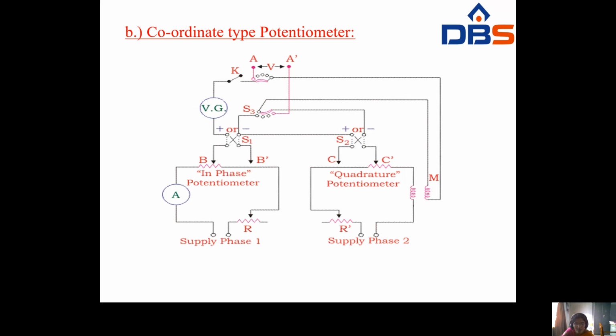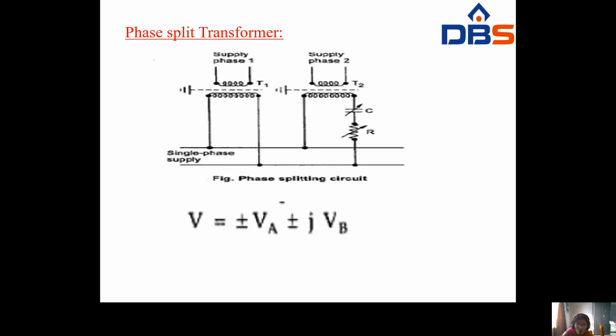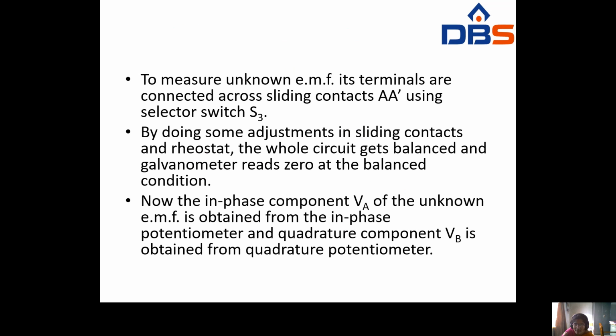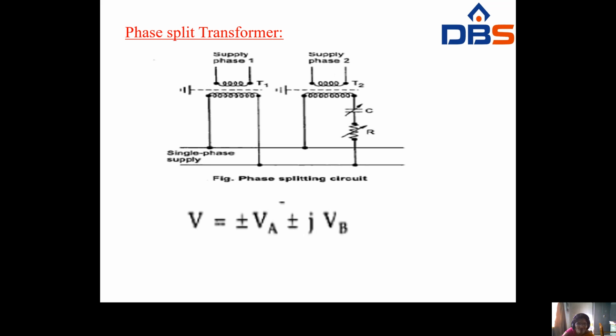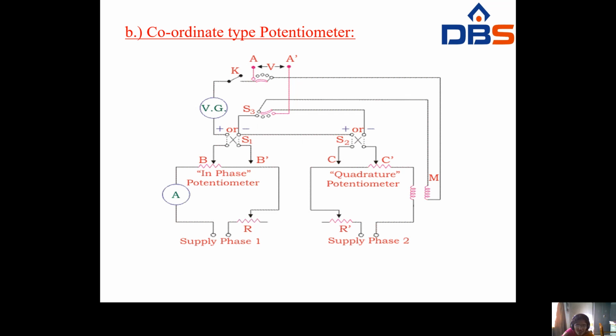At that time you have to find out the voltage drop across the in-phase potentiometer and the voltage drop across the quadrature potentiometer. Then you find the total voltage, the unknown EMF. Whenever you want the unknown EMF, you have to add the in-phase potentiometer and quadrature potentiometer voltages. Next you have to see the working. To measure the unknown EMF, its terminals are connected across the sliding contacts A dash using the selector switch S3.